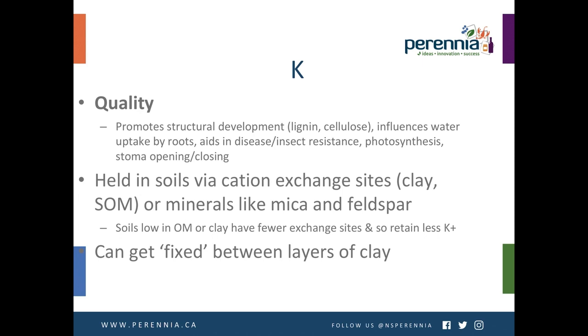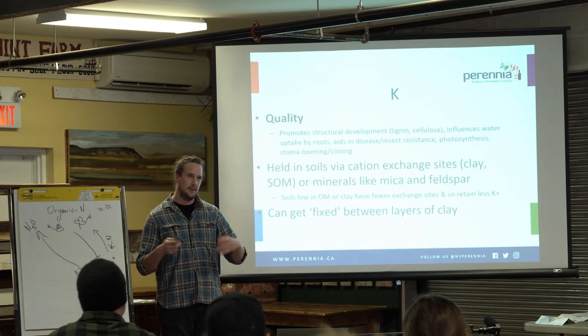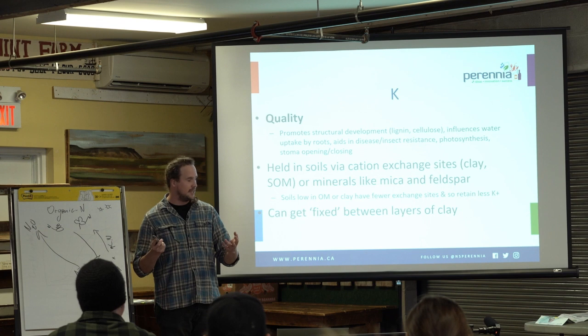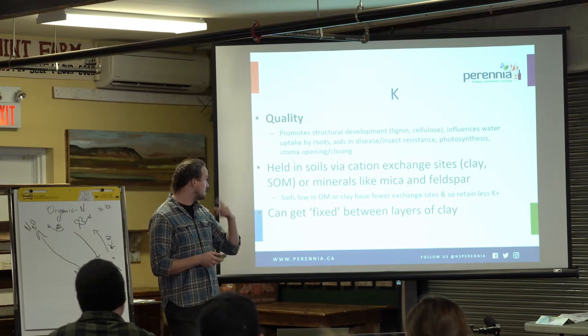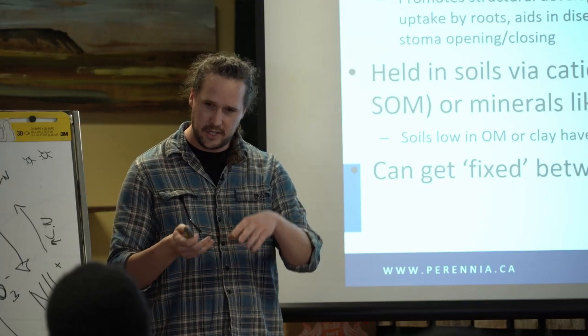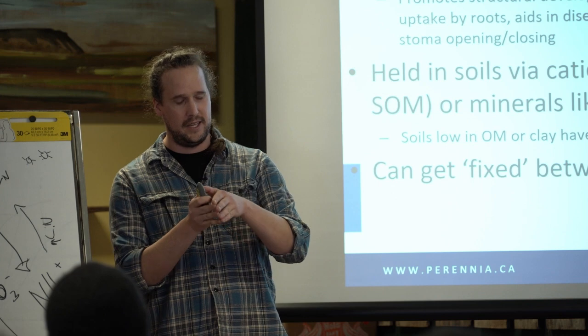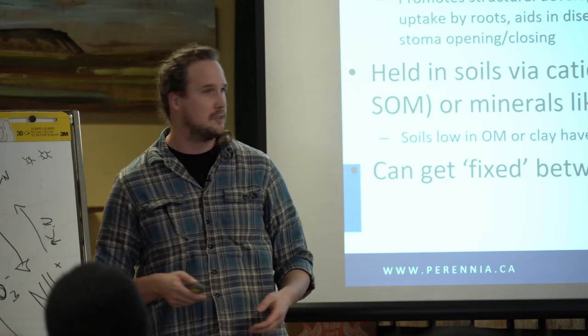Soils low in organic matter have cation exchange sites that aren't going to be able to hold as much potassium in the system. So again, it's really important to have organic matter in your system to be able to hold these minerals in place. Kind of like phosphorus though, potassium can get fixed inside clays. It can actually get stuck inside of clays and then only be made available as those clays weather and the potassium is released.